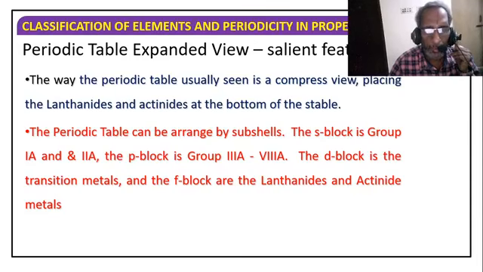P block is third A to 8th A as per the Mendeleev periodic table. As per Moseley's periodic table, it is groups 13 to 18. D block elements are also called transition elements because variable valency is there. We have seen F block elements are lanthanides and actinides, which are known for their radioactivity. All these we have studied so far.